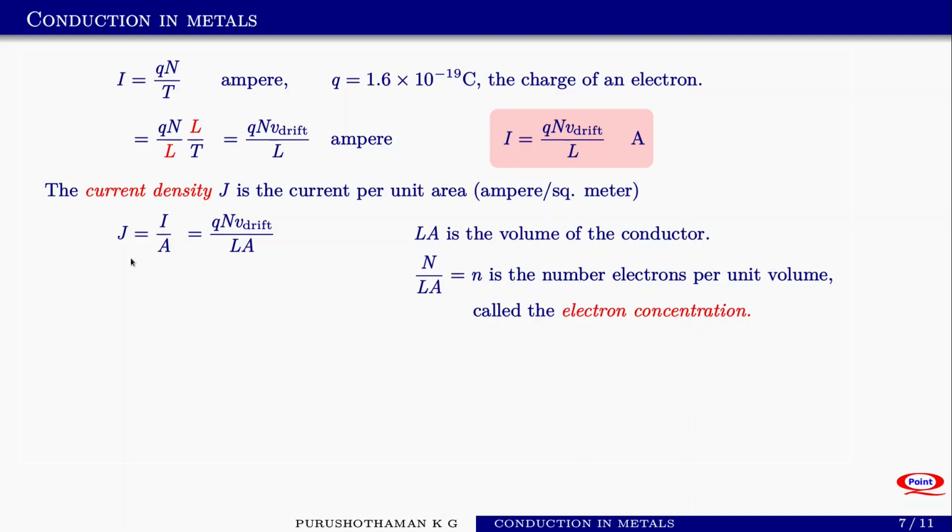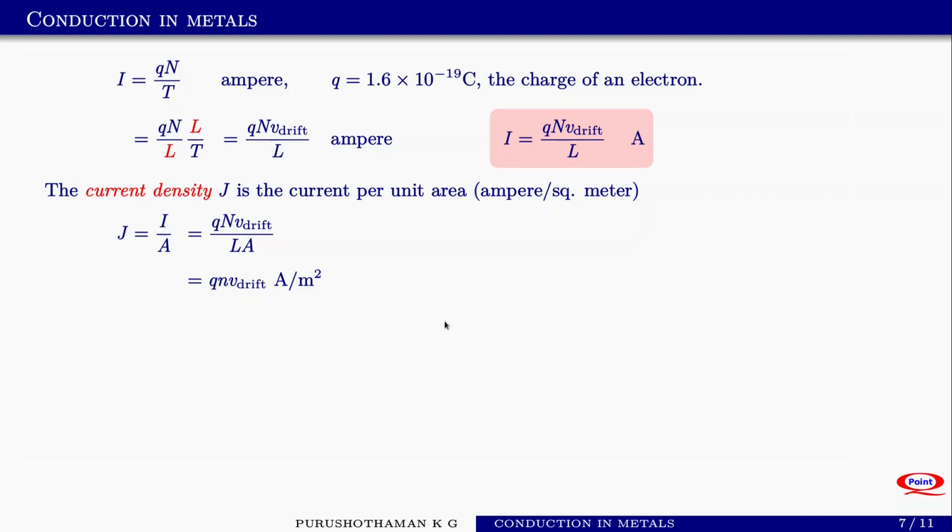So substituting these values, L into A is the volume, N by LA is small n. If you substitute N by LA is equal to n, we get the current density is equal to Q into n into the drift velocity amperes per square meter. This is the expression for current density.